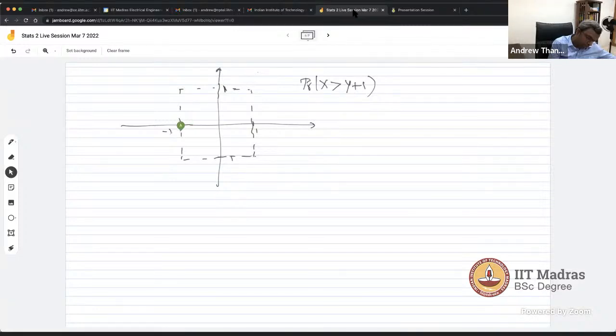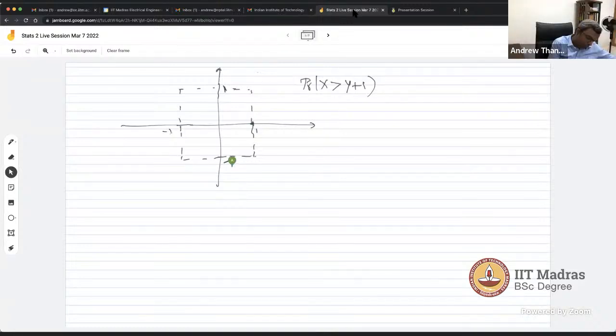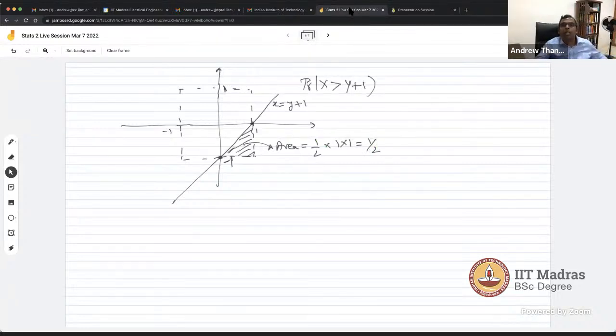X equal to Y plus 1. When Y is 0, X is going to be 1. And when Y is -1, X is going to be 0. So it's this line right here. So this is X equals Y plus 1. And what is the region X greater than Y plus 1? This region. So what is this area? Half times 1 times 1. So that's a half. So what is the probability?